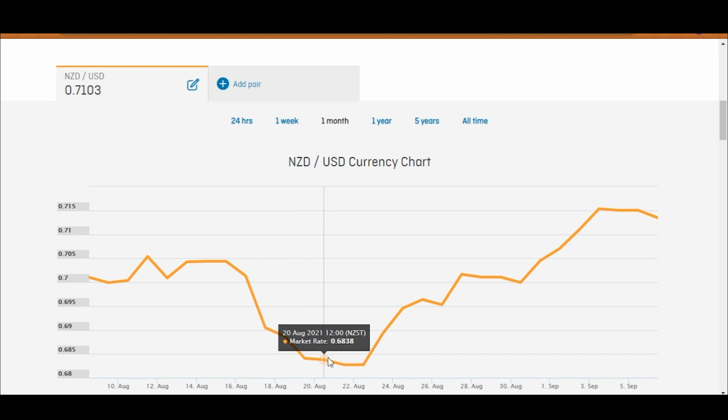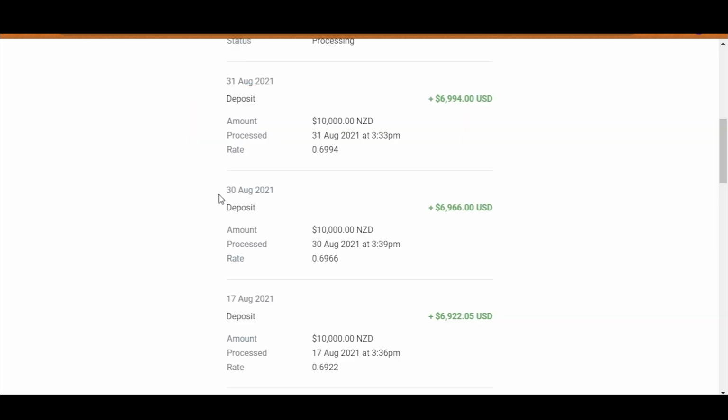0.6827. Now when it came down here, I told myself that there's no way that I'm gonna exchange $10,000 with this rate. I didn't think that the New Zealand dollar should be this weak at that time, so I waited. And the next time I deposited money was 2 weeks later, the 30th of August. And of course, I deposited $10,000 and I got a better currency exchange just for waiting.